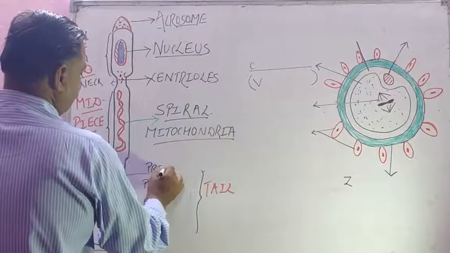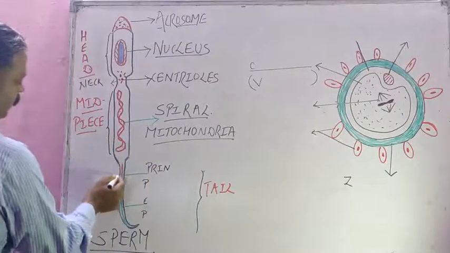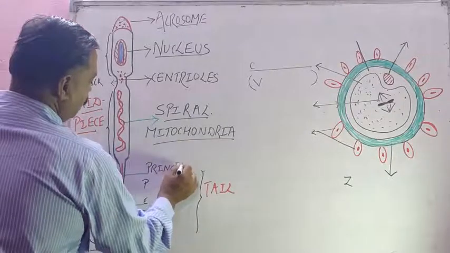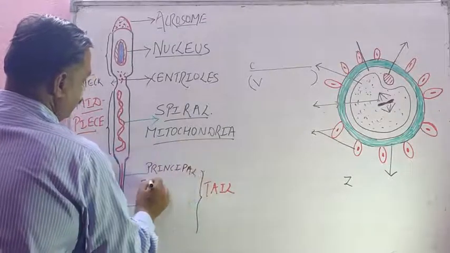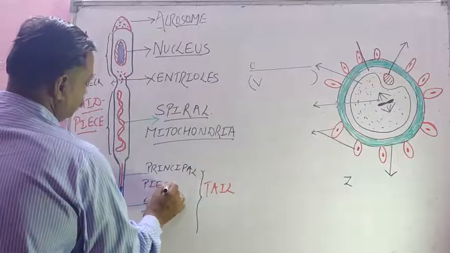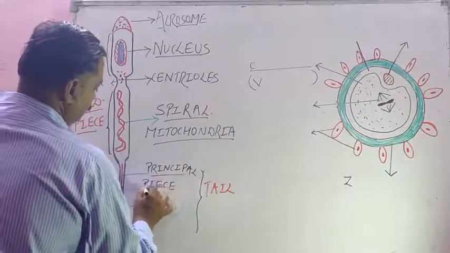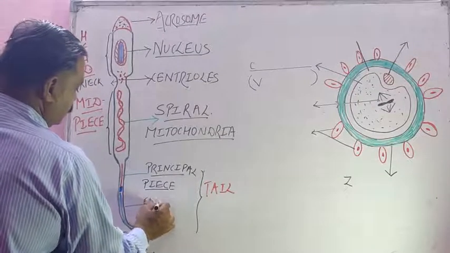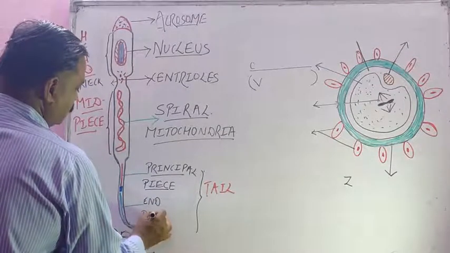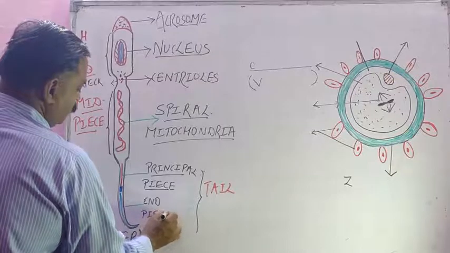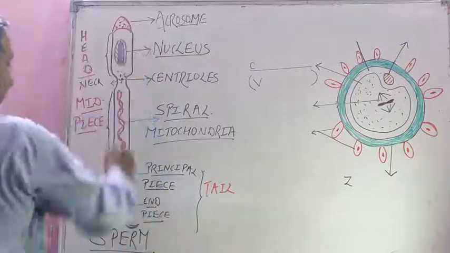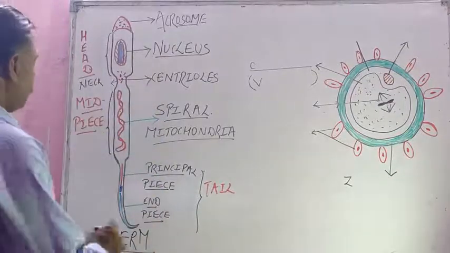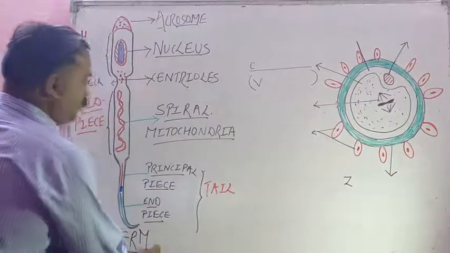In the tail region, the first part you see, this red part, is the principal piece, and then the end part in the tail region is the end piece. So you are familiar with this structure. In basic class you have studied this is the structure of spermatozoa or sperm.